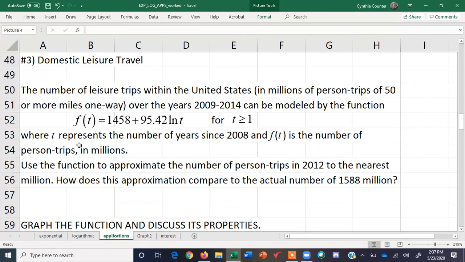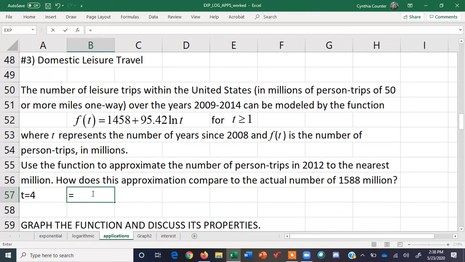Okay, so t represents the number of years since 2008. f of t is the number of person trips in millions. And we want to use the function to approximate the number of person trips in 2012 to the nearest million. And then compare it to the actual number of 1588 million. So in 2012, that is 4 years after 2008. So for this problem, t equals 4.